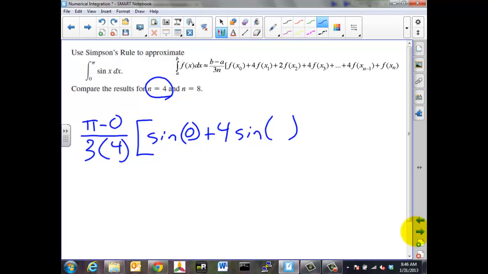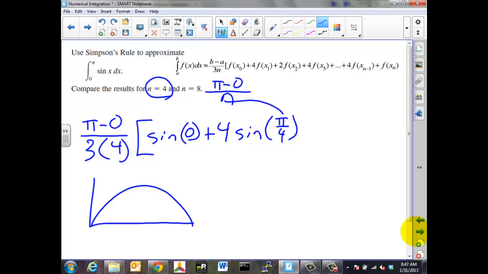How do we get pi over 4 right here? Well, it's pi minus 0 over n. Because, all right, think about what the graph would look like. There's a sine from 0 to pi. We said we're going to break it into 4 of them. All right, that breaks us into 2, 3, 4. So if that's pi and that's 0, I got to think about what those would be. Yeah, make it into fourths. If it was eighths, we'd make it into eighths down there, okay?